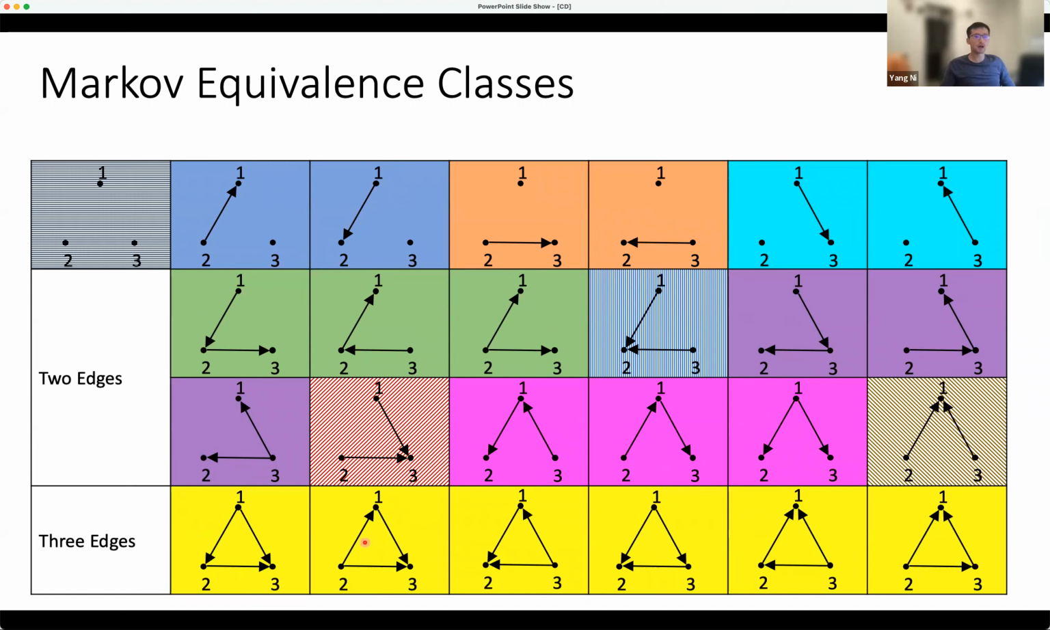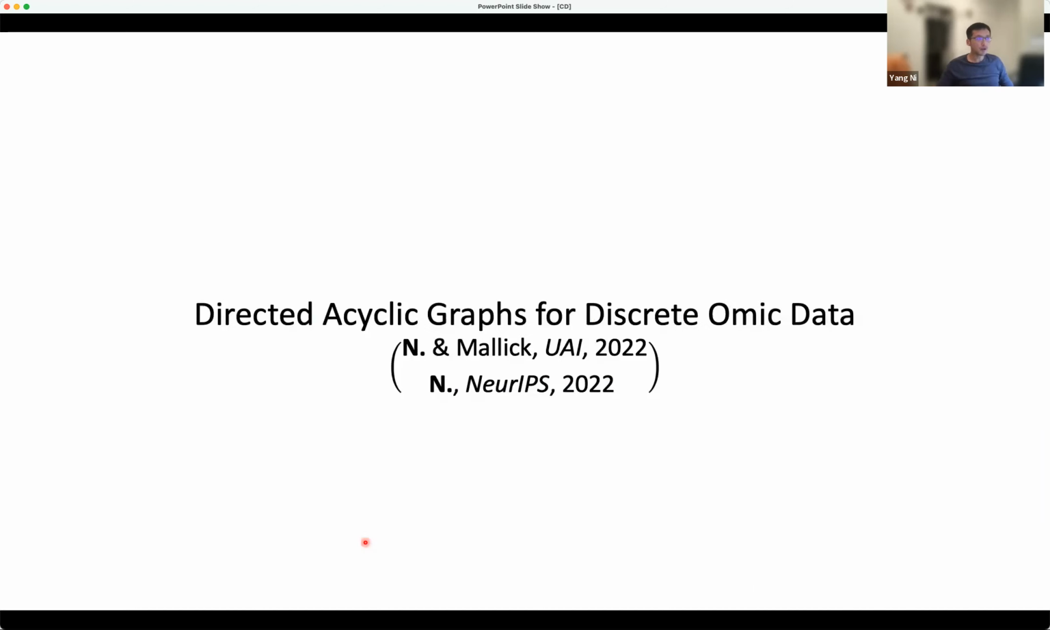Depending on the time, I plan to go over 2 or 3 methods we developed in the last 3 or 4 years. Let's start with the first one. We call it directed acyclic graph, or DAG, for discrete omic data. It is specifically motivated by omic data that are discrete, but as you will see, it's more generally applicable to other data sets as well.